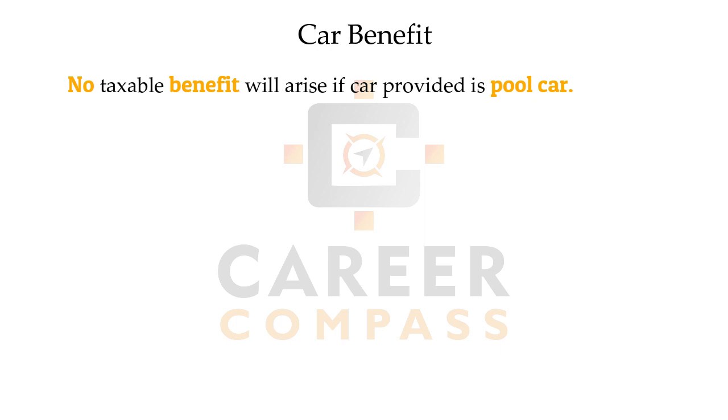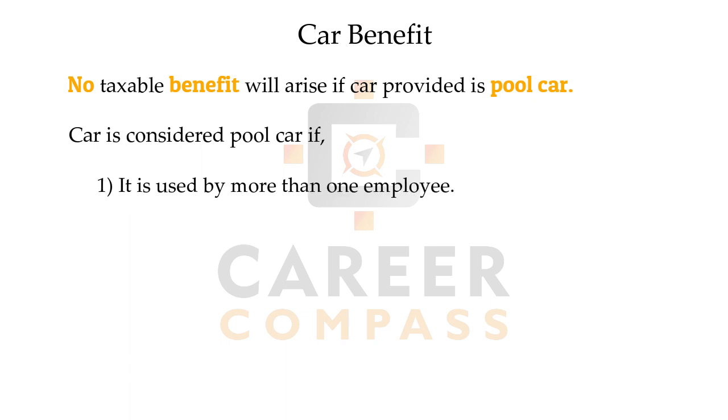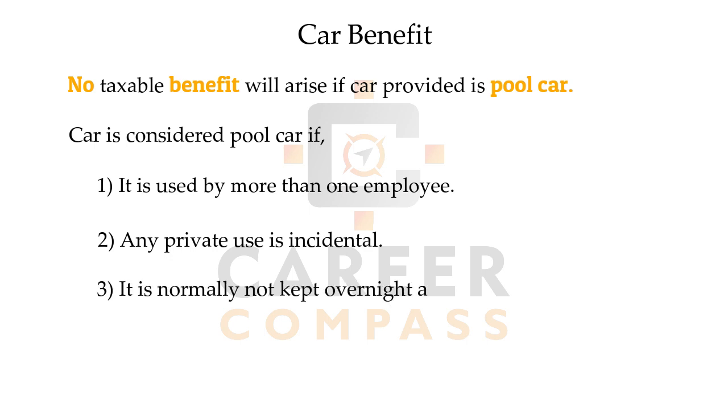But once again students, you should have a question like, sir, what is the meaning of a pool car? For a car to be a pool car, it must satisfy three conditions. The three conditions are, students, it is provided to more than one employee, any private use is incidental, and it is not normally kept overnight near the residence of any employee. So it's very simple students: if the employer is providing a car and it fulfills all three conditions, then it will be a pool car, and so it will not be a taxable benefit for the employee.